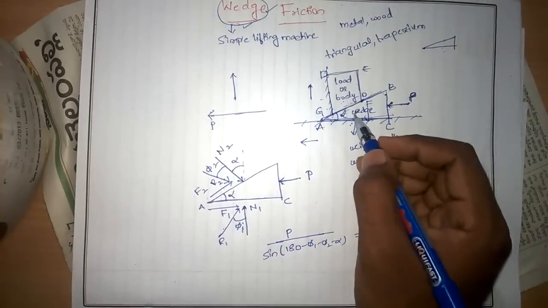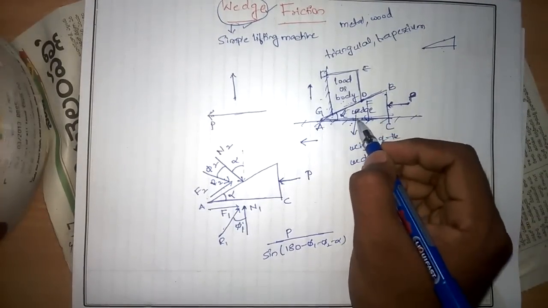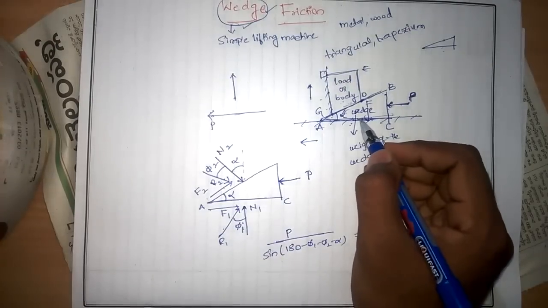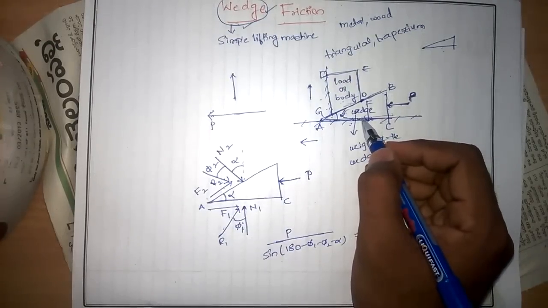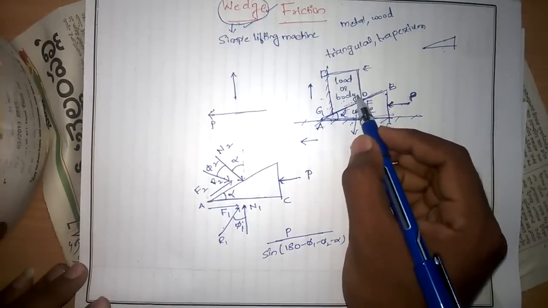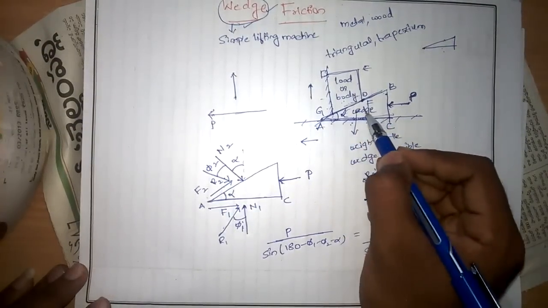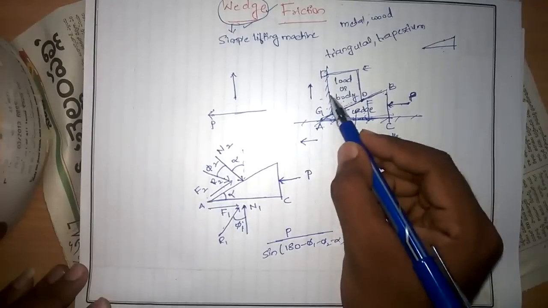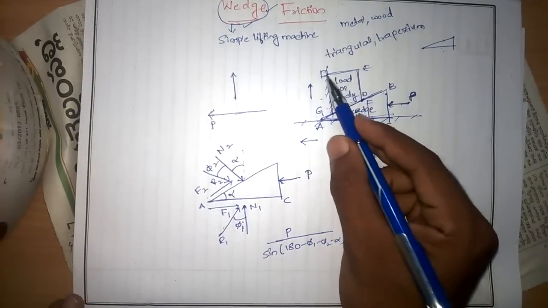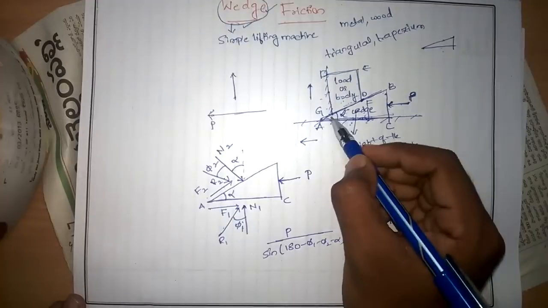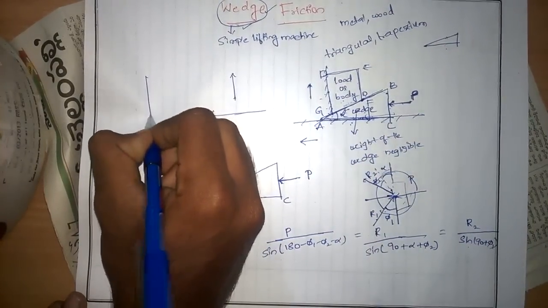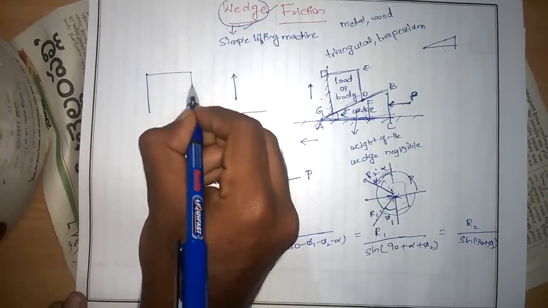Now here we consider only the equilibrium case of the wedge. Here the weight of the wedge is neglected. Next we consider the equilibrium of this particular body. The body is in contact with this particular wedge and this particular surface. Therefore the normal reaction will be generated from both the surface DG and from GF. If we draw this, here the load or body is acting.